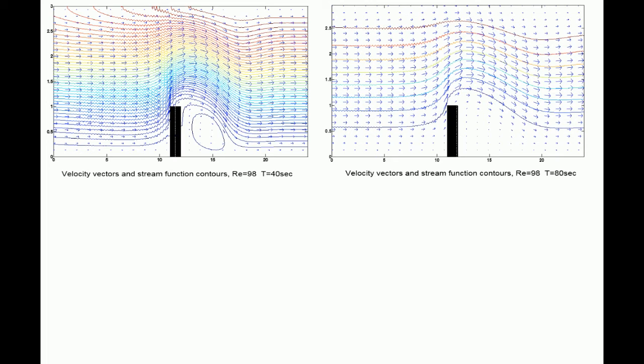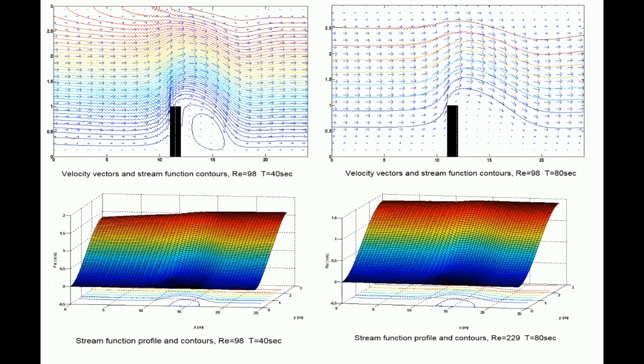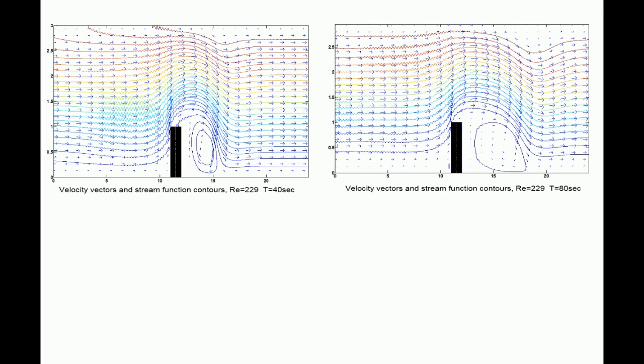And this one is more important. But it's really interesting to see the effect of time on producing the vortex. And you can see a stream function profile. That was the first Reynolds number. But for the second Reynolds number, we have a different type of vortex. Again, for 40 seconds, you can see the vorticity feature better than at 80 seconds, but the main result is at 80 seconds.